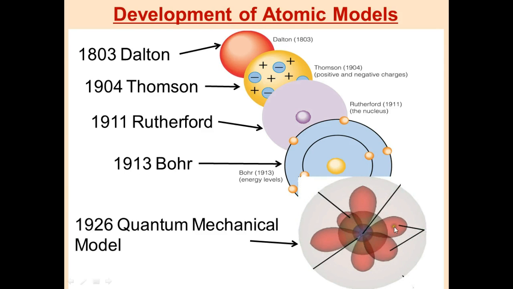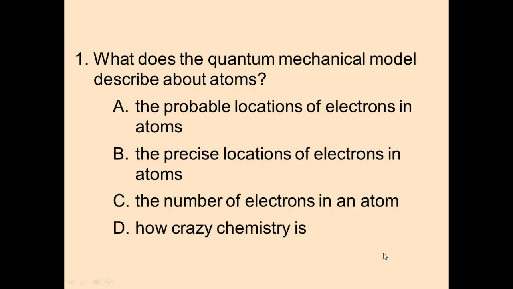And they also have these shapes inside, these different orbitals: s, p, d, and f. And so here's a quick quiz to see what we learned. So, first question, what does the quantum mechanical model describe about atoms?